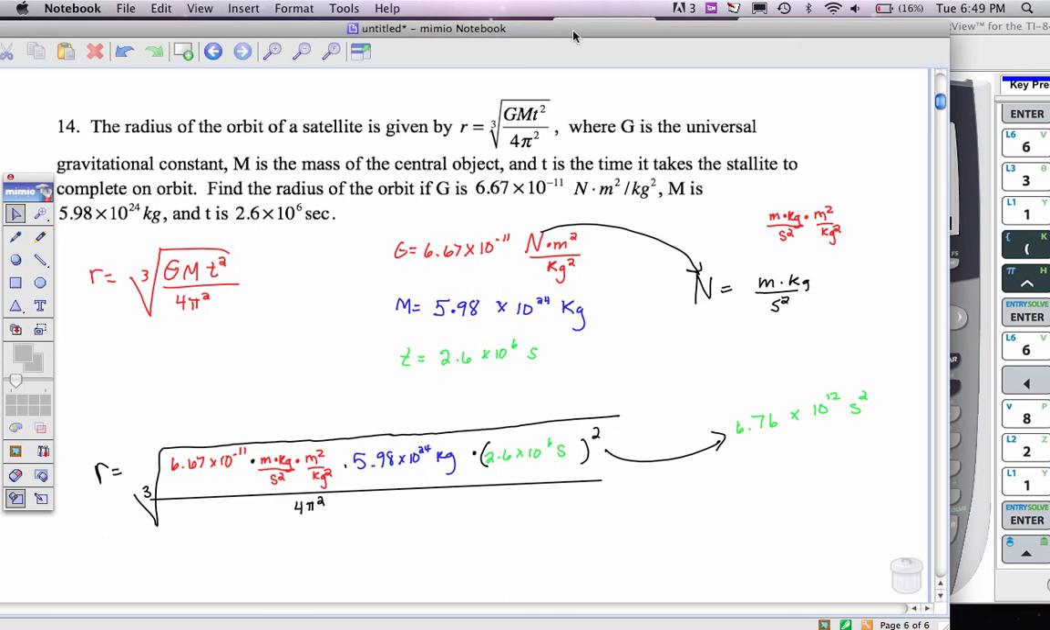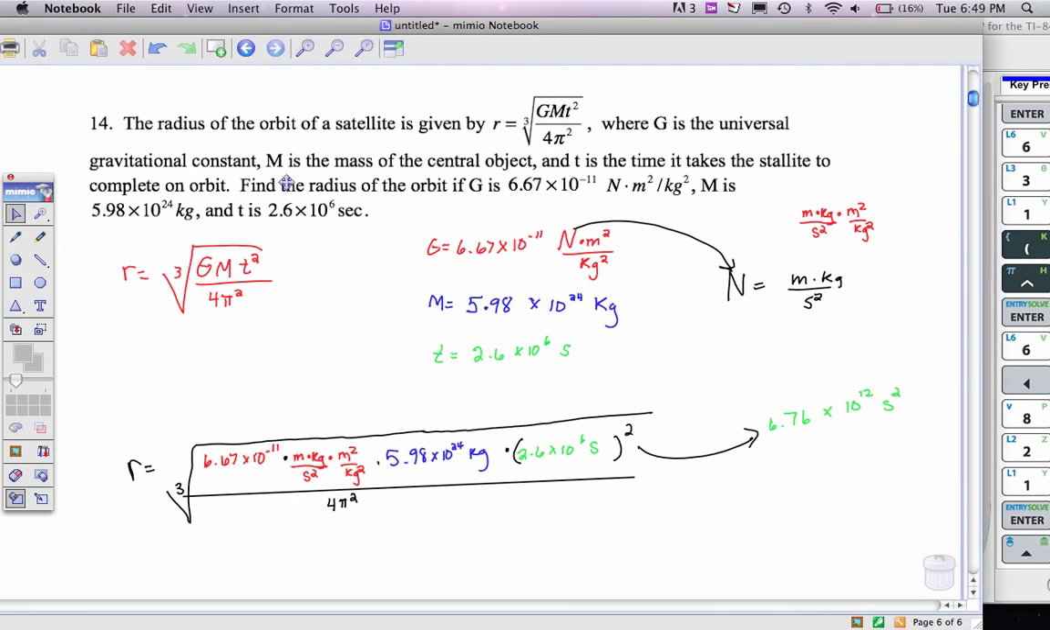The first step for solving this particular problem is to understand what it's asking. It's asking you to find the radius, which is given by this formula: R equals the cube root of the gravitational constant times mass times time squared, all over 4 pi squared.